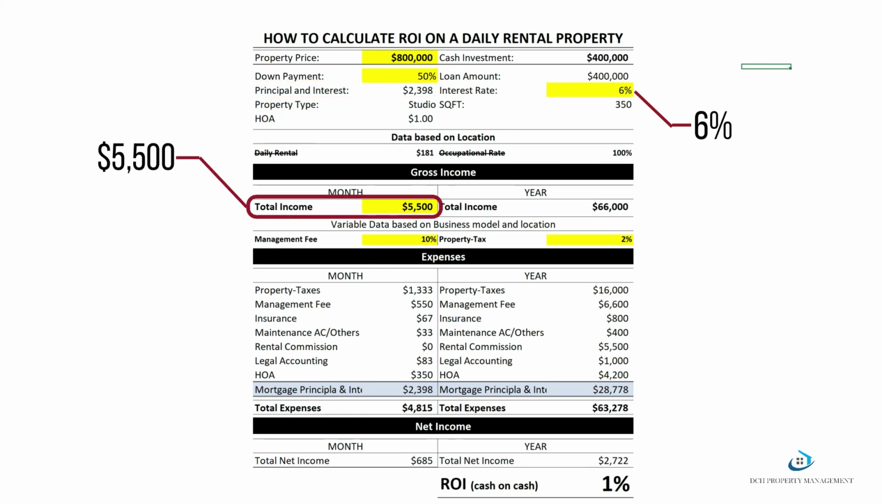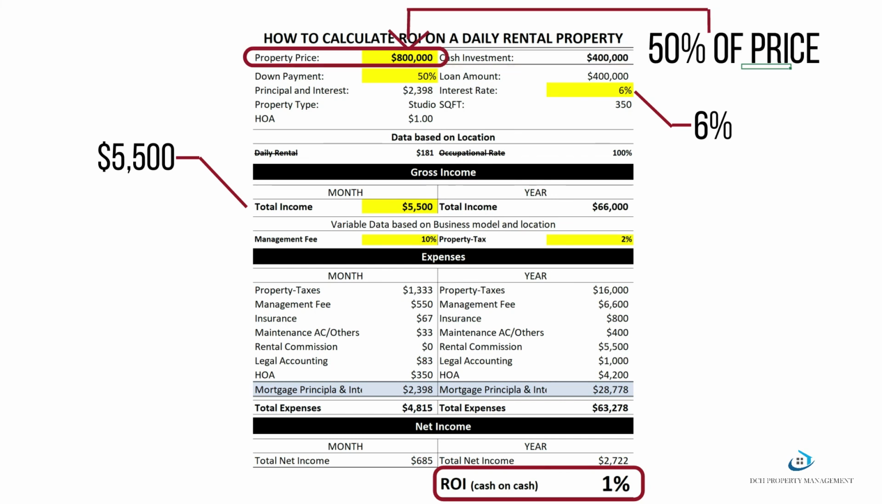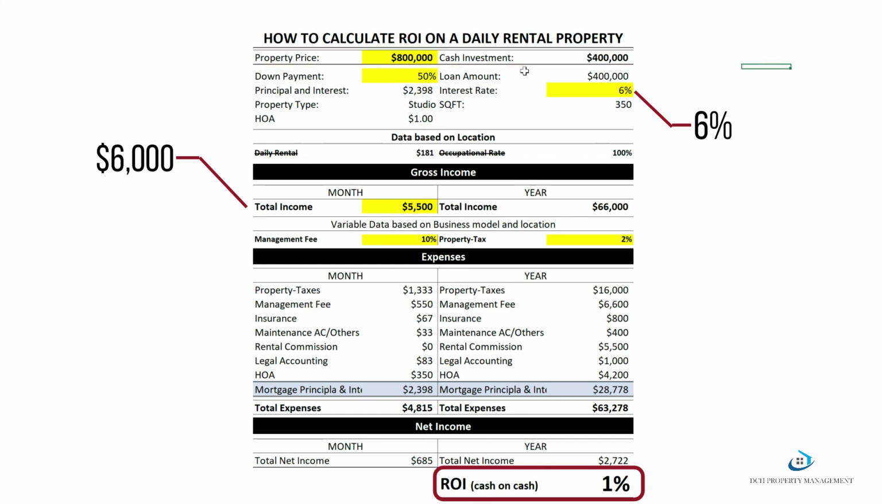Let's use $5,500 as our monthly rent, giving us $66,000 in a year, giving us an ROI of 1%. Remember that now our investment was 50% of the purchase price. Let's try now $6,000 as our monthly rent. Our ROI goes up to 2%. Now what happens if we change the interest rate to 9%? We see how our ROI ends up negative.